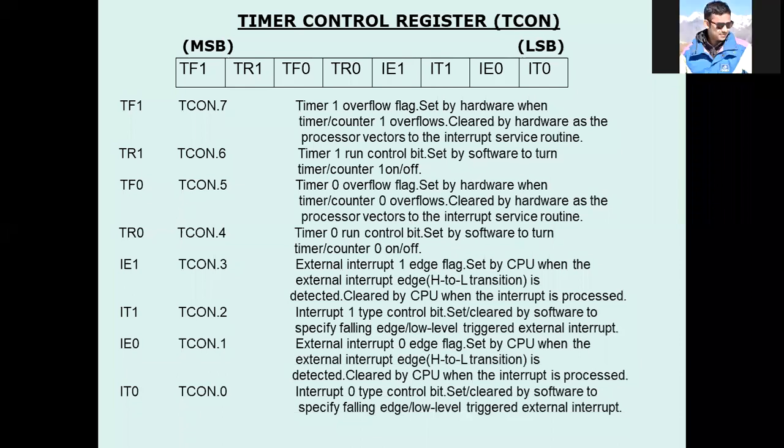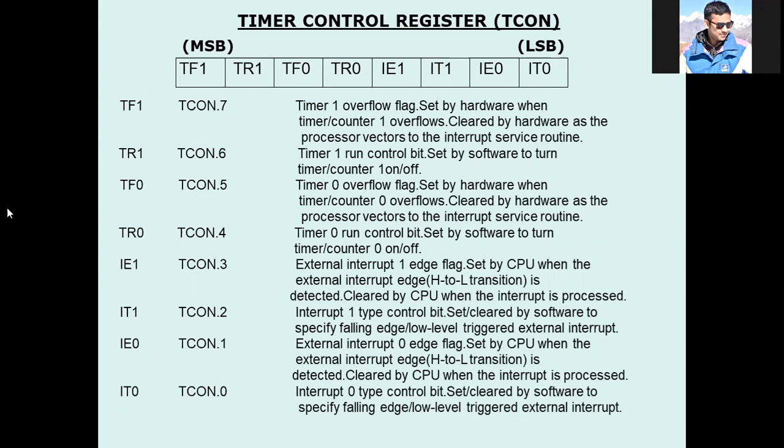So everyone understood, or any query? Why is this 0 and 1? Because this 1 means for timer 1 and 0 means for timer 0. Clear? Timer or counter, whatever. Whenever I am telling timer, you can by default think that there is a counter also. So firstly, this TF1 and TF0.